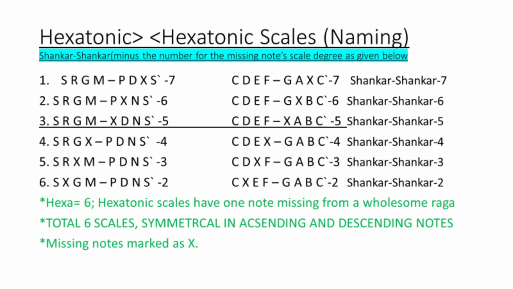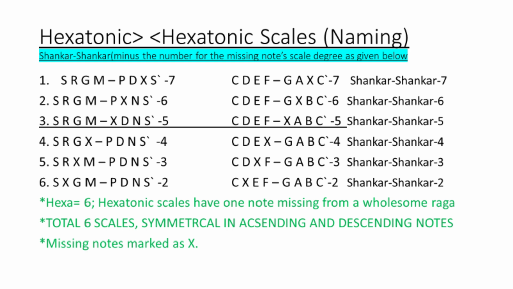If we remove one note at a time, without ever removing the root Sa, you will notice that you get 6 varieties of scales. They are sarigama padhasa, sarigama panisa, sarigama dhanisa. That is, in the first one we remove the ni, in the second one we remove the dha, and in the third one we remove the pa. So the first tetrachord has all the notes in Shankarabharanam, and the second one has Shankarabharanam minus one note. So we can write the first one as Shankarabharanam minus 7, the second one Shankarabharanam minus 6, the third one Shankarabharanam minus 5.